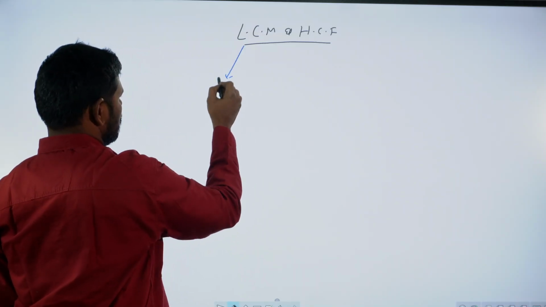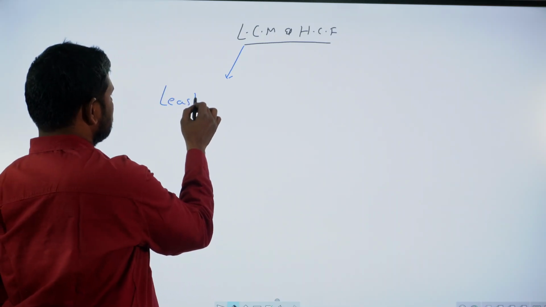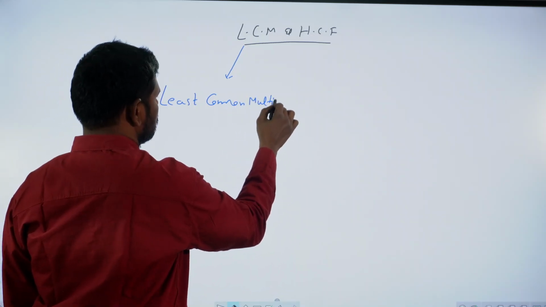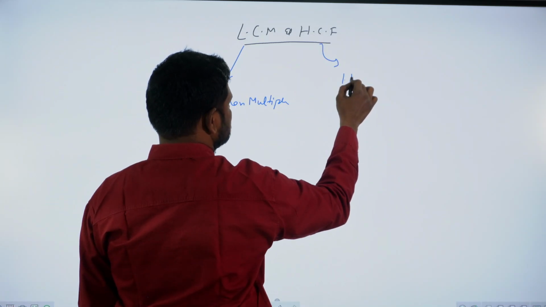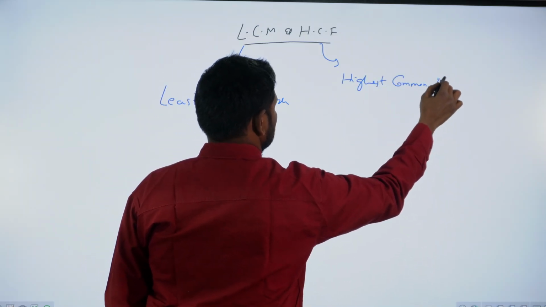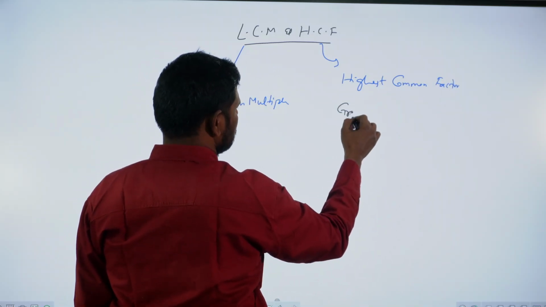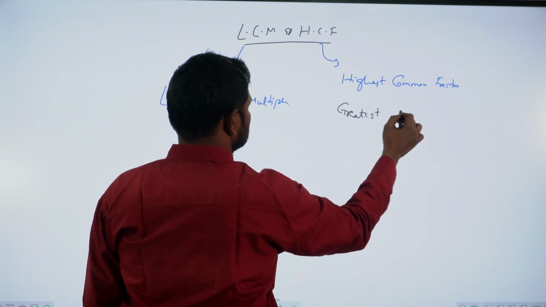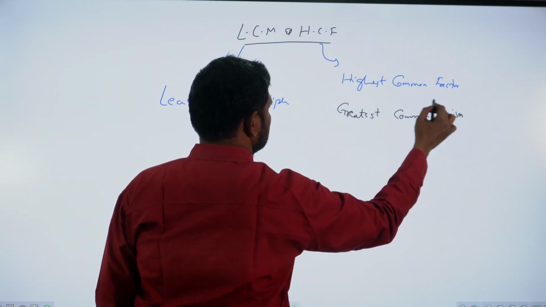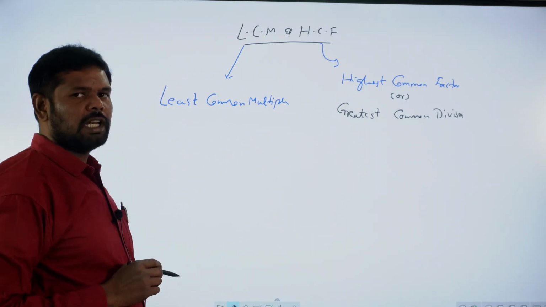So we all know what LCM and HCF are. Again, I recall here: LCM is nothing but least common multiple. HCF is nothing but highest common factor. In school days, we learned it as GCD also, nothing but greatest common divisor. Both are the same, HCF or GCD, anything is fine. So in least common multiple, the name itself says multiples.